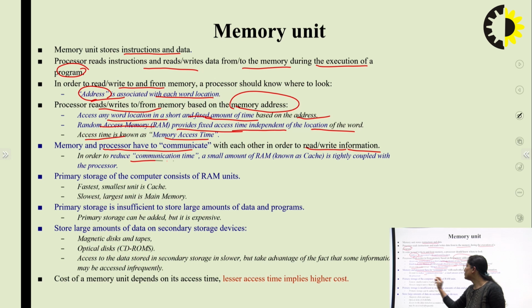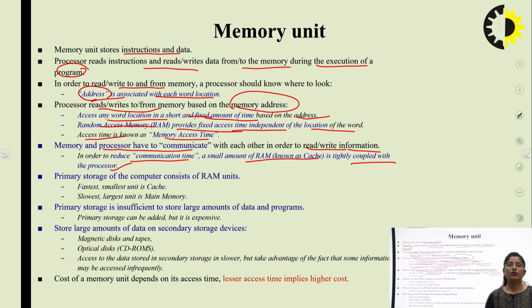To reduce communication time, a small amount of RAM, that is cache, is used, and cache is tightly coupled with the processor. What is the meaning of this? Why are we using cache? First, let us know that cache is also known as a buffer. As we know, our CPU speed is very high, because time is very important. It is a major factor.